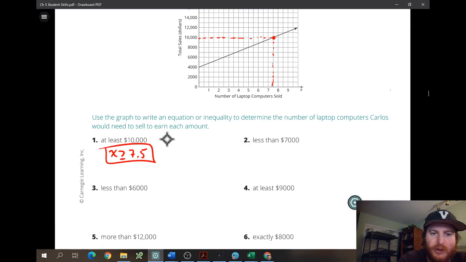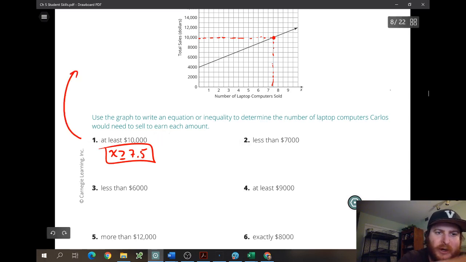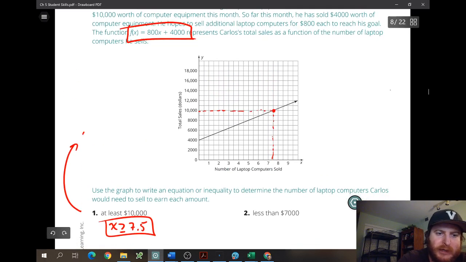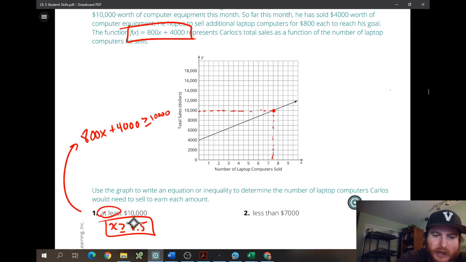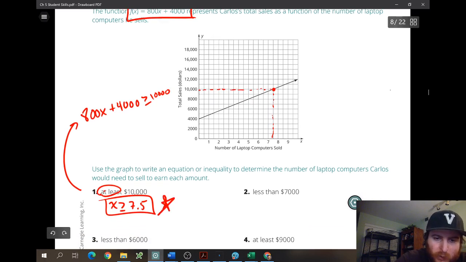If you did need to show work, you can show your work. I don't have to do this in this case, but I could have done 800x plus 4,000 is greater than or equal to 10,000. That's what at least means. That's why I chose greater than or equal to. Then subtract 4,000 from both sides, divide by 800, and you'll end up with this answer. But if it works out nicely on the graph, then you can just use the graph.